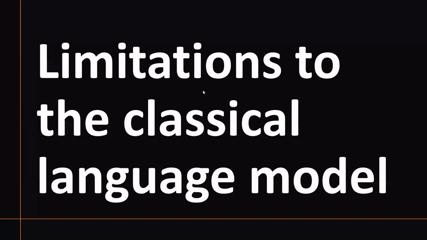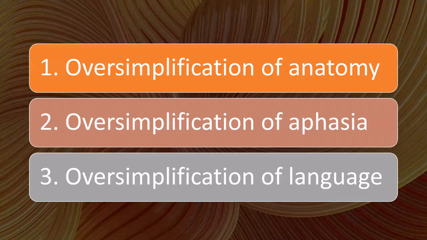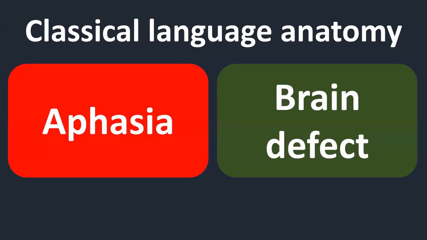But it has its limitations, and I'm going to talk about what these limitations are. And it's not that difficult. Basically, I'm not going to say it's incorrect, but it's too simplistic. It's too simplistic when it comes to anatomy, it's too simplistic when it comes to aphasia, and it's too simplistic when it comes to its psychological description of what language is and how language functions. Let's start with aphasia. Why is the anatomical model too simplistic? Well, that has to do with the way the anatomical regions were described that were deemed responsible for language.